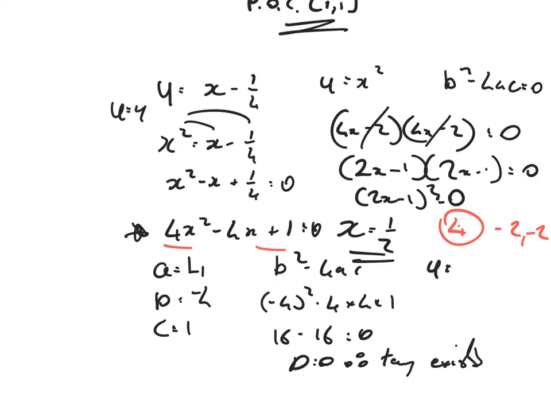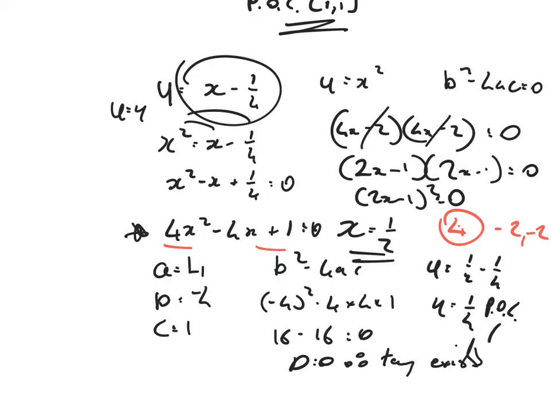To then find the y coordinate of the point of contact, I'm going to sub that into one of the equations for y. It doesn't matter which one, so I'm going to go for that one. So it's going to be 1/2 minus 1 quarter, which is 2 quarters take away 1 quarter is 1 quarter. And the point of contact where tangency exists then will be (1/2, 1/4).